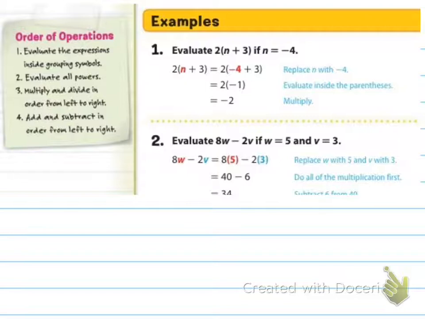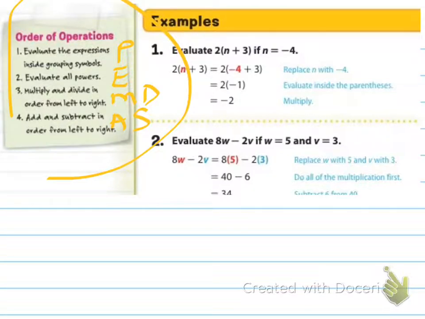Number 1 says evaluate the expressions inside grouping symbols. Number 2, evaluate all powers. Number 3, multiply and divide in order from left to right. And then number 4, add and subtract in order from left to right. So this is our please, and then our excuse, my dear Aunt Sally. All right, so write this down if you haven't already. Pause the video if you need to.